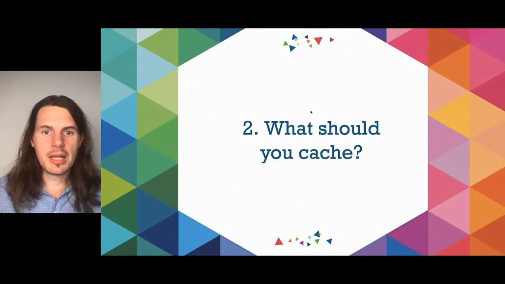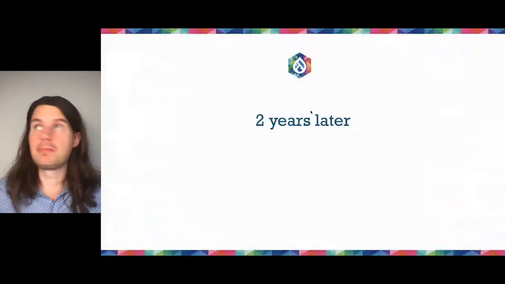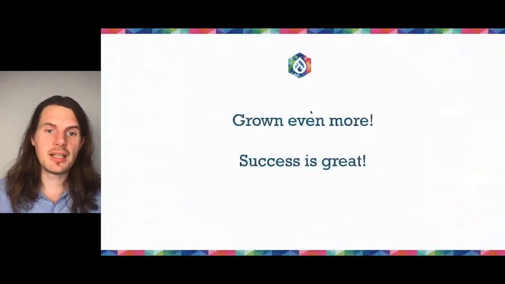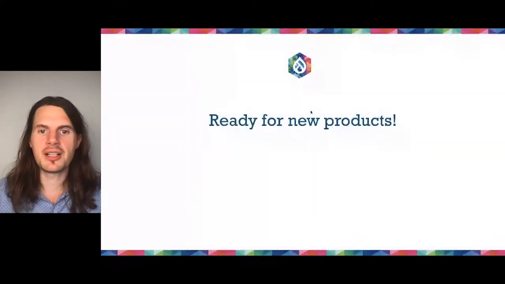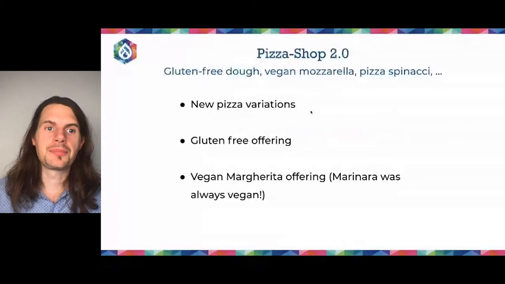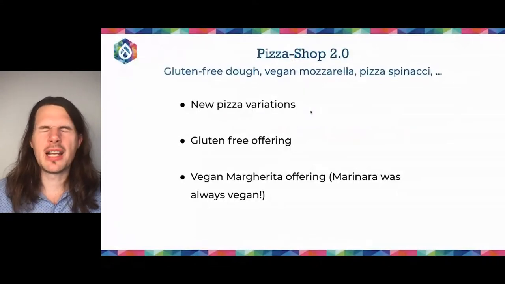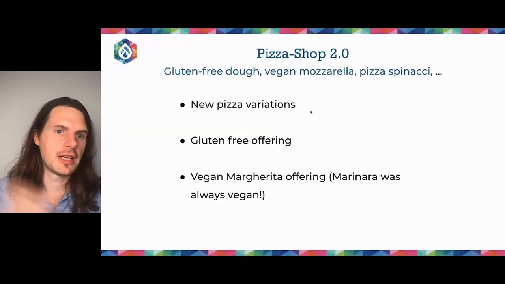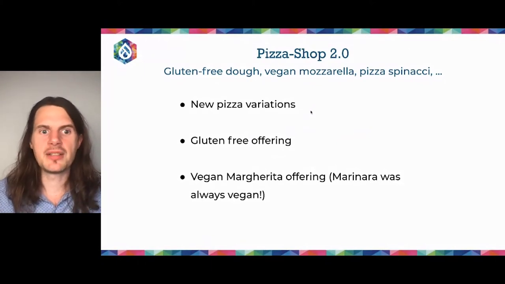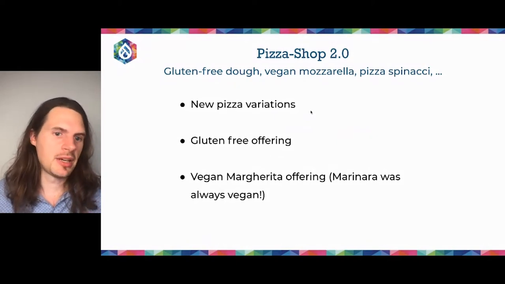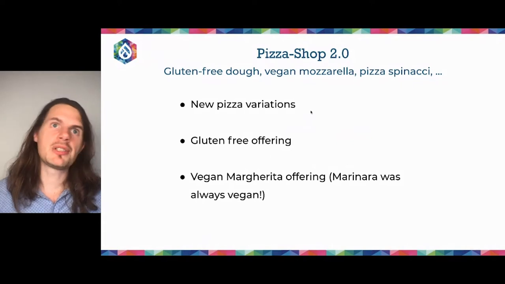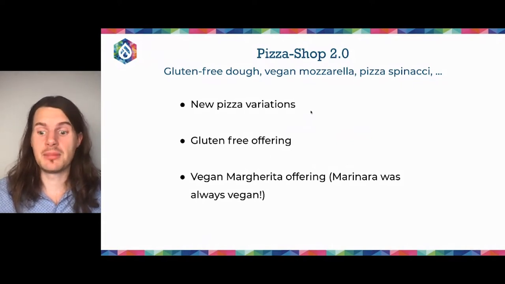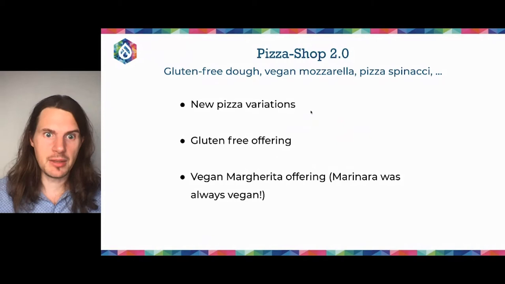So what should you cache? Our story continues 2 years later. We've grown even more, success is great. We are ready for new projects. What we are going to offer now in our pizza shop 2.0 is a gluten-free dough, a vegan mozzarella, a pizza spinaki. So we need new pizza variations: a gluten-free offering, a vegan margarita offering, and the marinara is always vegan. Really, those are variations of the same pizza. It's not a new pizza, it's a variation.